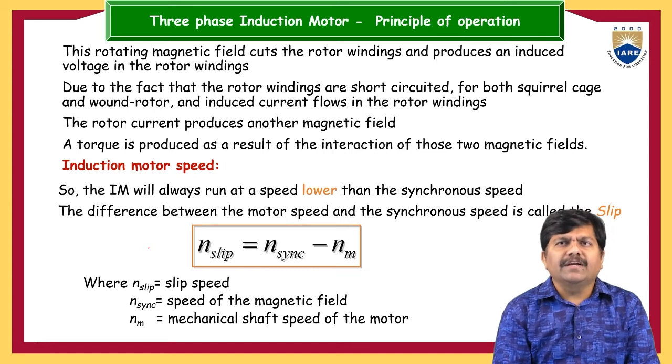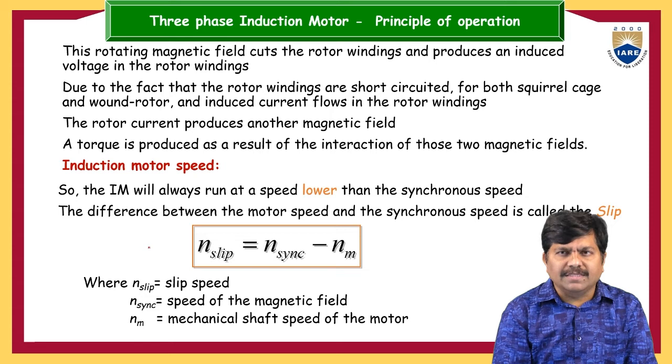So what is the speed that an induction motor will always have? As we have just discussed, the rotor tries to reach the synchronous speed, but it never attains it. Once it attains it, then the induction motor is no longer an induction motor. That's why the induction motor is called an asynchronous motor. The speed of the rotor is always lesser than the synchronous speed.